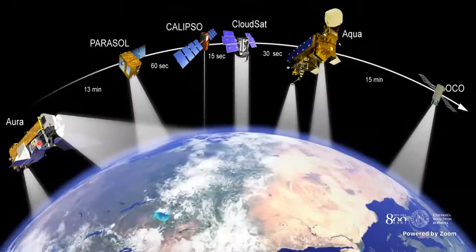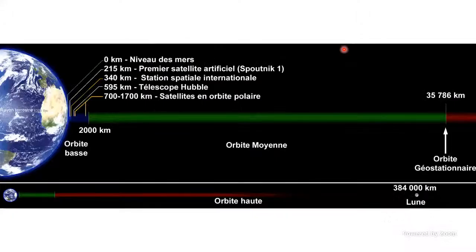We have some different satellites that are doing amazing jobs in remote sensing and capturing really amazing details of Earth, like Aura, Parasol, Aqua, CloudSat, and Calipso. There are many others.